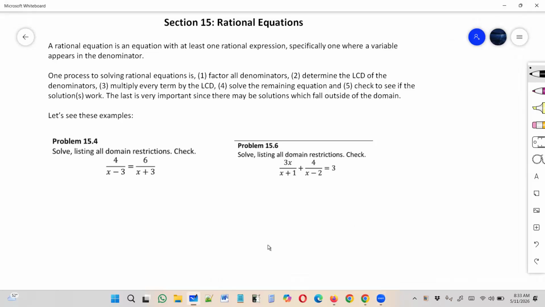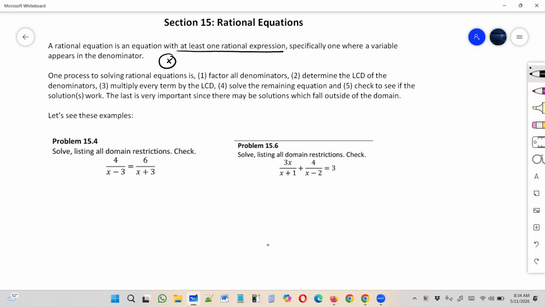Hi, hello everybody. So this is section 15, rational equations, where we're going to go over the steps to solving these rational equations. So first of all, a rational equation is an equation with at least one rational expression. And what I normally infer by that is where you have a variable x, for example, in your denominator or as your denominator. So in those cases, we need to take several steps to solve the equation, and we have to check at the end to ensure that the answer is valid, because it may not be.